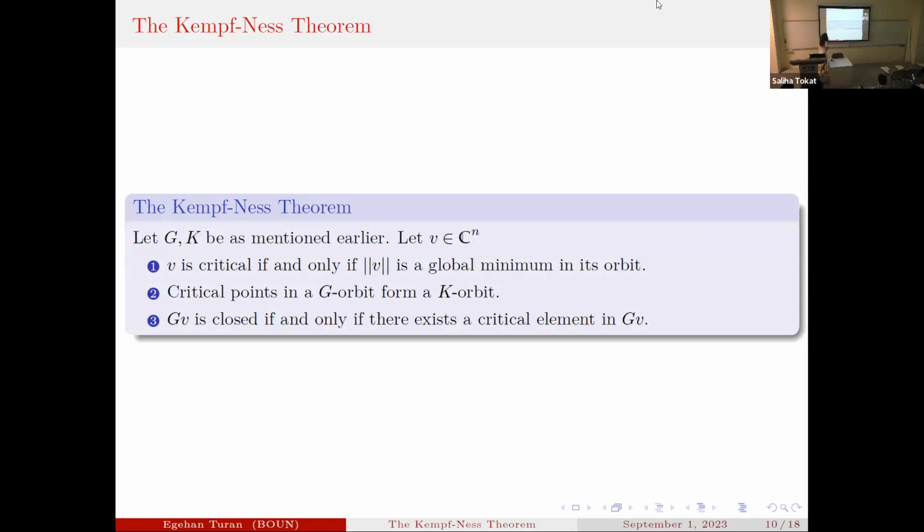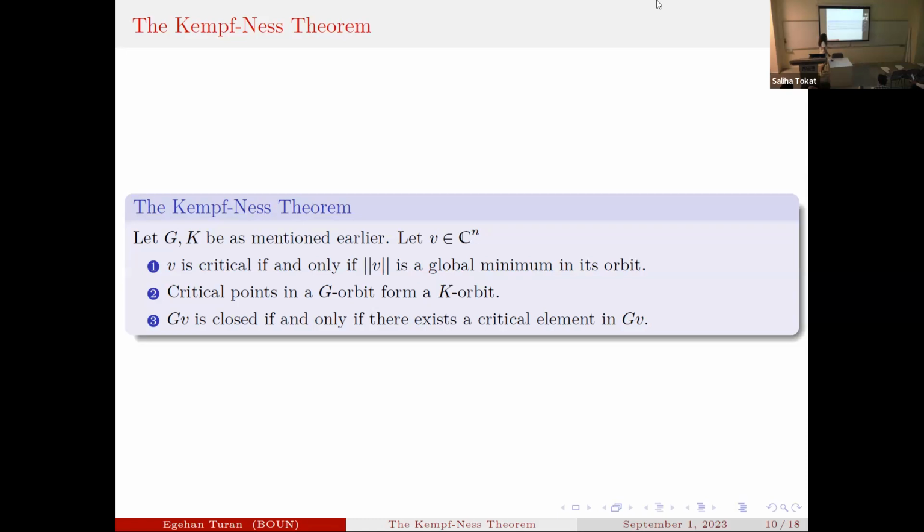The second statement states that the critical points on a G orbit actually form a K orbit. So for example, if I want to find every vector that minimizes my norm, in order to do that, I can just find one and look at its K orbit. So I don't really need to look at every single element of the orbit. If I can find one critical element, that will be enough.